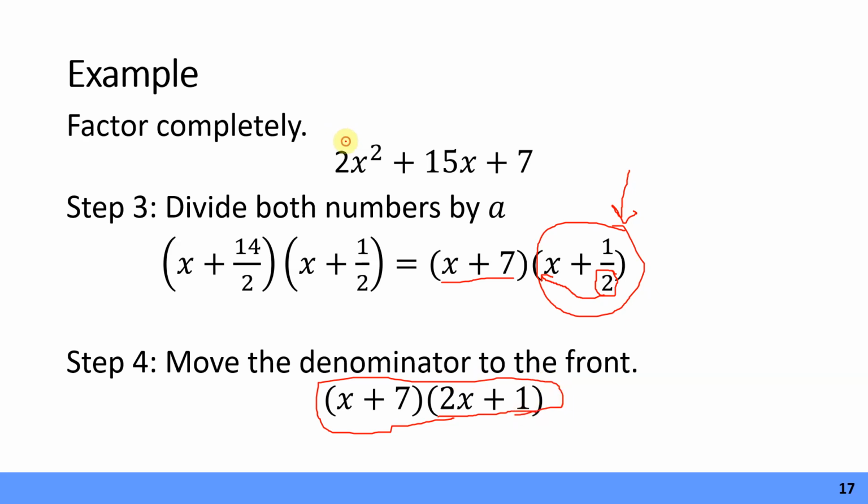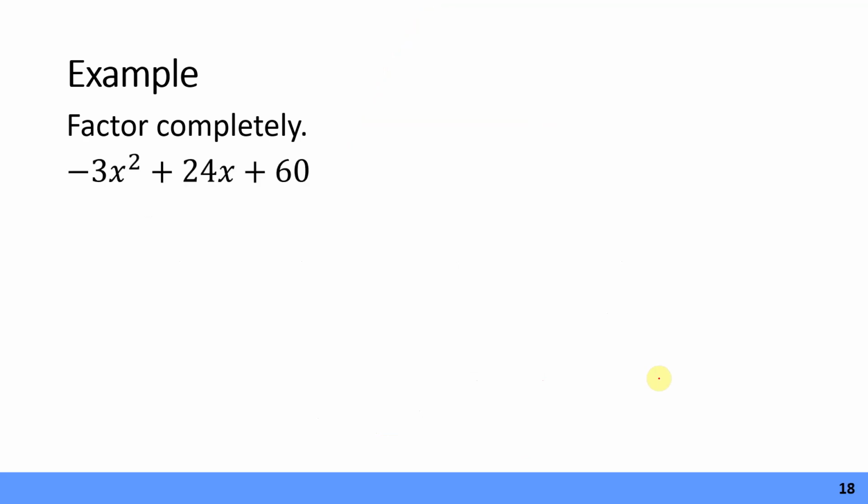Product and sum. So we multiplied the first number and the last. We found two numbers that multiply to that. They add to the middle one. Once you find those two numbers, which were 14 and 1, we divided them by the number in the front. And then we simplified. And then if we had a fraction, we just move the number to the front. And that's it. That's how you factor out a trinomial there. All right, let's try a couple more here just to make sure we're good.